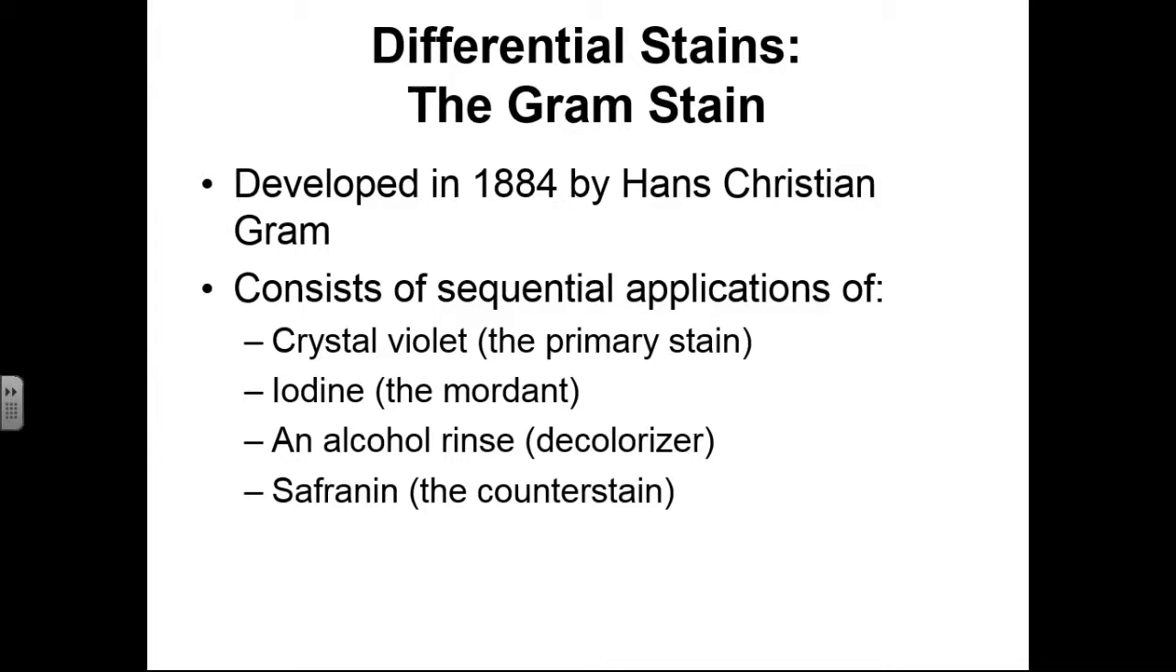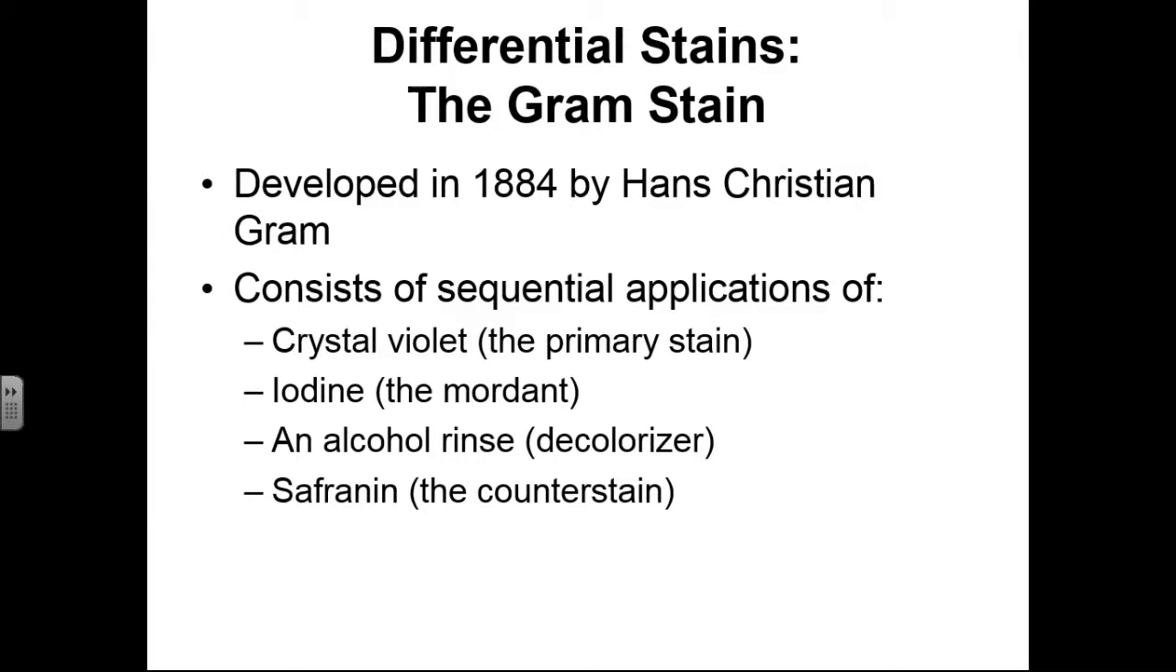The gram stain is an oldie and a goodie. It was developed in 1884 by Hans Christian Gram, and it has 4 primary steps. Step 1 is to expose the cells to crystal violet, our primary stain. Step 2 is to add iodine. Iodine acts as a mordant, and a mordant is any kind of chemical that makes the dye stick.